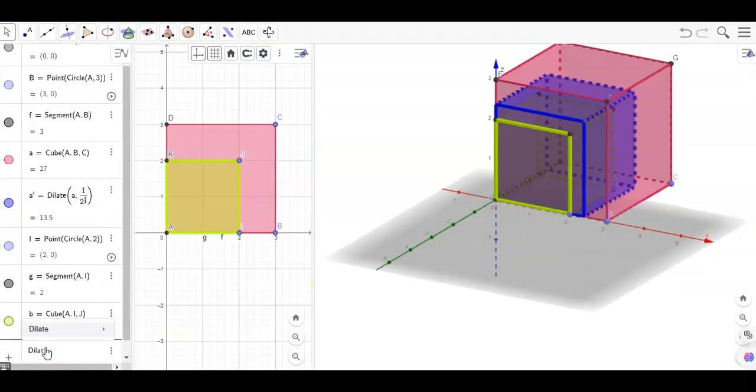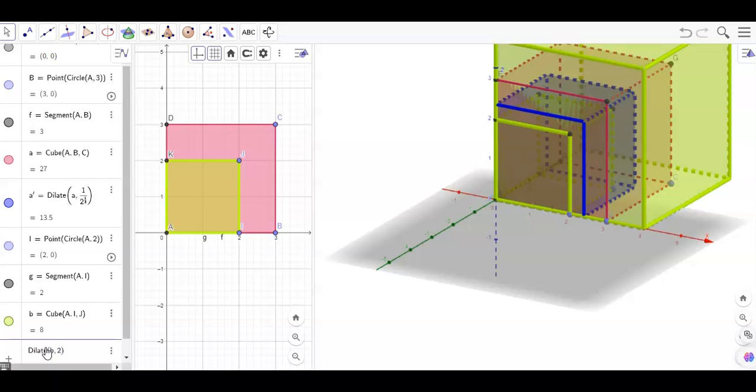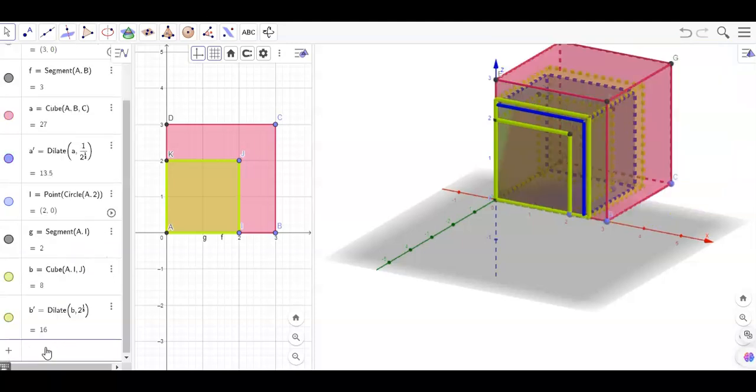So we call on the functionality dilate, and then we're going to call the smaller volume B, and the scaling factor is cube root of 2. Alright, so B prime is the bigger cube, and then B is the smaller cube. So is 16 the double of 8? Yes. So the enlargement process is successful.